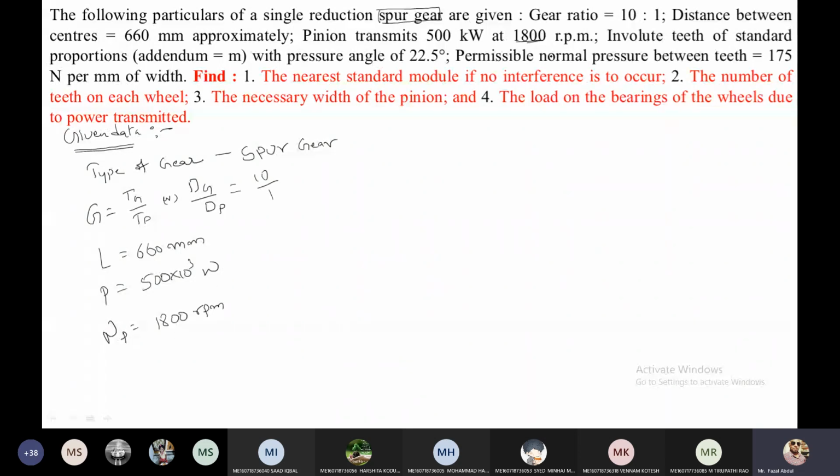Involute teeth with standard proportions are given. Addendum equals 1 module. That is one small m. So don't treat this small m as a meter. This one small m is nothing but module. The pressure angle given in the question is 22.5 degrees.